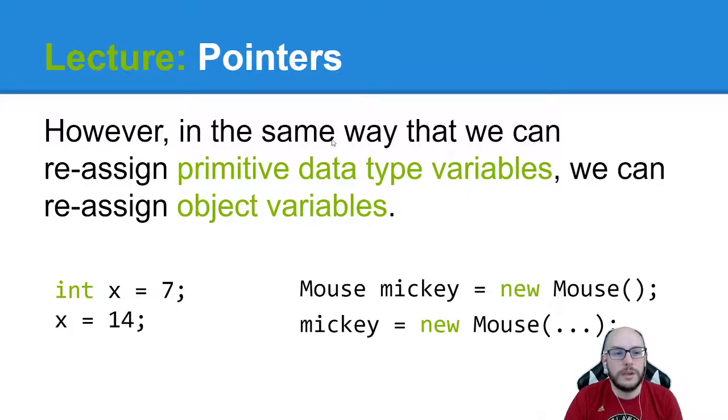However, in the same way that we can reassign primitive data type variables, we can reassign object variables. Left-hand side, we're looking at a primitive data type. We're looking at an integer x. I give it an initial value of 7. I then later change it to 14. It's a variable. That's the whole point, right? You're able to change it over its lifespan. Well, these are object variables, meaning they can change. Right here I have mouse Mickey. It's a new mouse. Later on, I'm going to take Mickey. Notice there's no data type because I'm not trying to redeclare the variable. I'm just trying to assign it a new value. I'm trying to change the pointer.